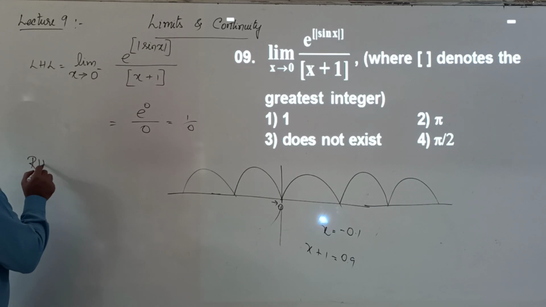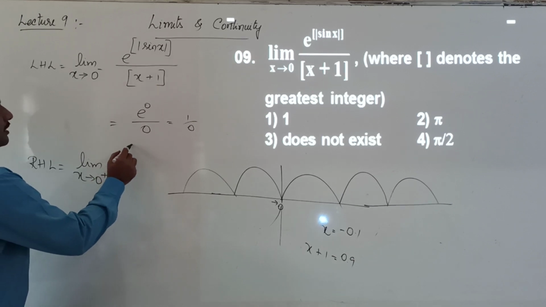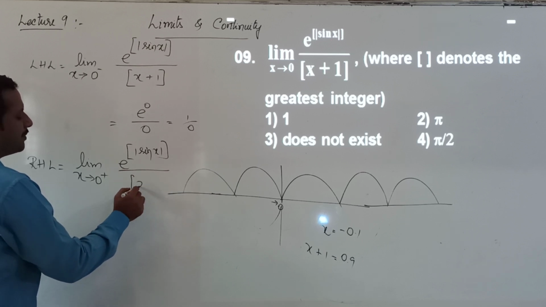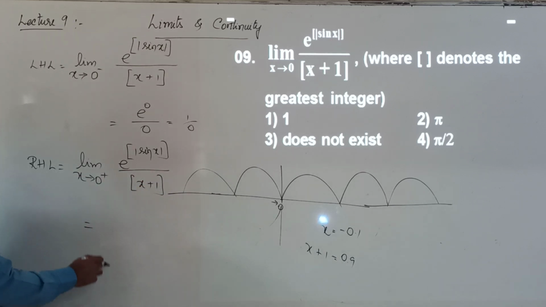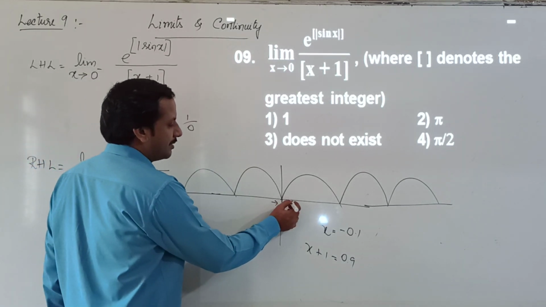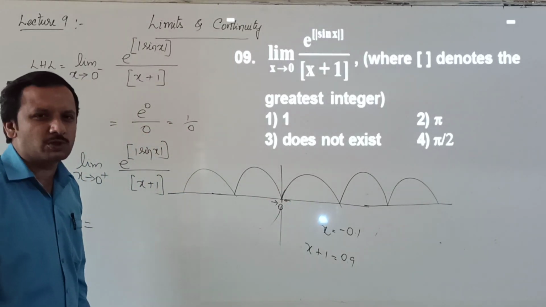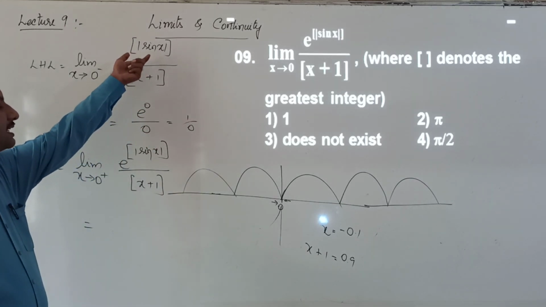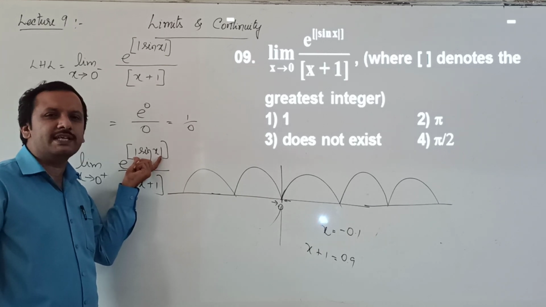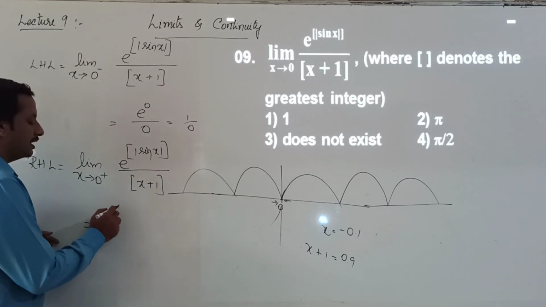Then you look at the right hand limit. What happens to the right hand limit? That's equal to limit x tends to 0 plus of e to the power step of mod sin x divided by step of x plus 1. Here look at sin x. X is approaching 0 from the right side, which means sin x is very close to 0 but positive. So therefore mod sin x is also very close to 0 but positive. So this mod sin x may take 0.1 or 0.01 etc. At all those points step of that will be equal to 0. So you get e power 0 there.